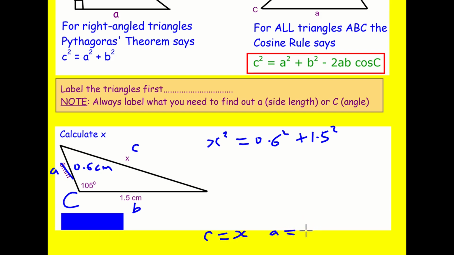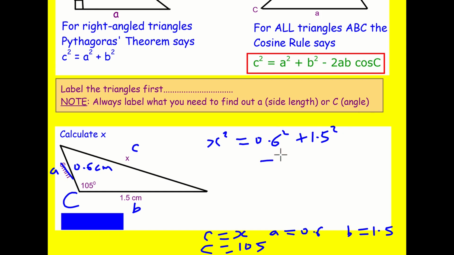I defined it to be 0.6. I could have labeled the other one, it doesn't matter. Then b is 1.5. And then all I'm doing is substituting in, and capital C is 105. So x squared equals 0.6 squared plus 1.5 squared.